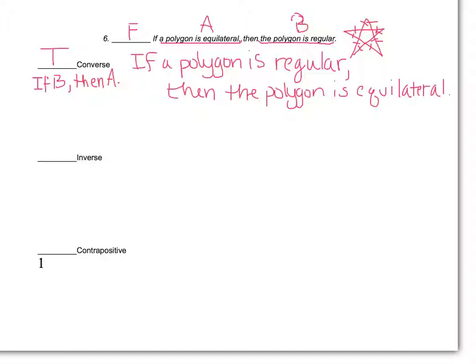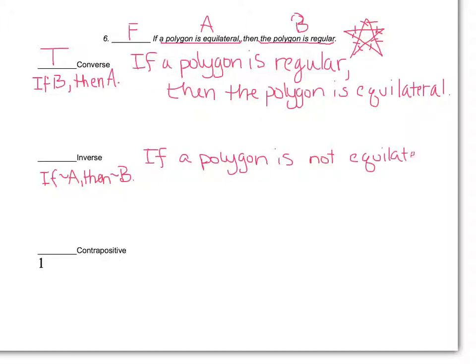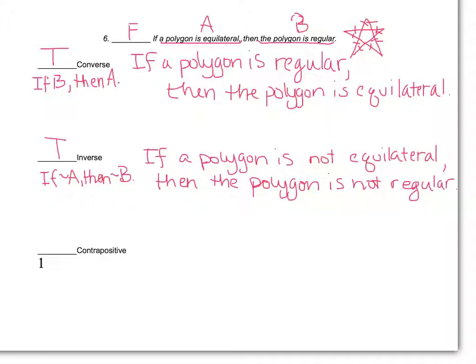The inverse is if not A, then not B. So this is if a polygon is not equilateral, then the polygon is not regular. And that's pretty much like the converse. It's also going to be true, because if it's not equilateral, it can't be regular.